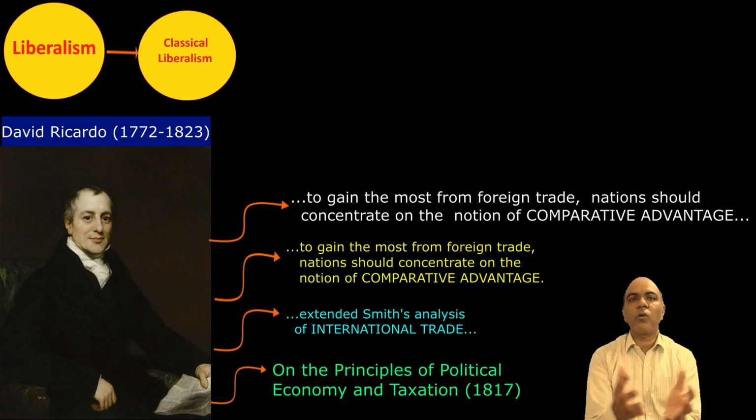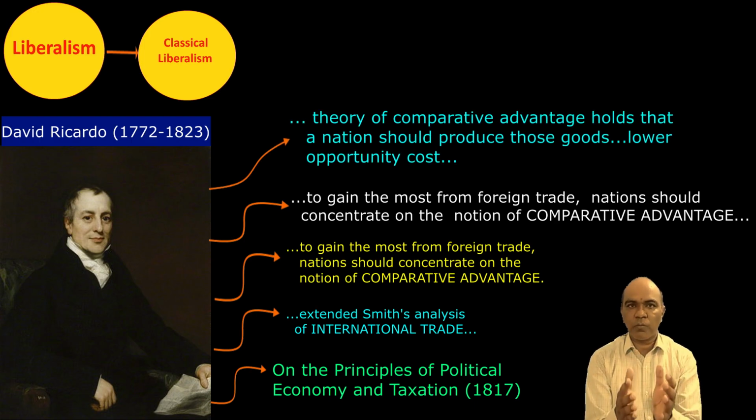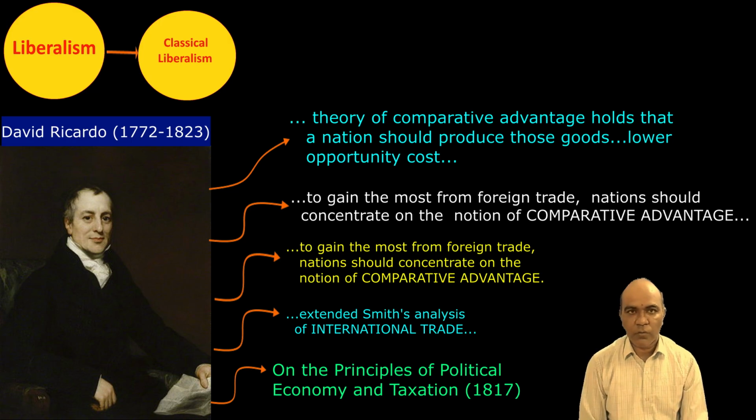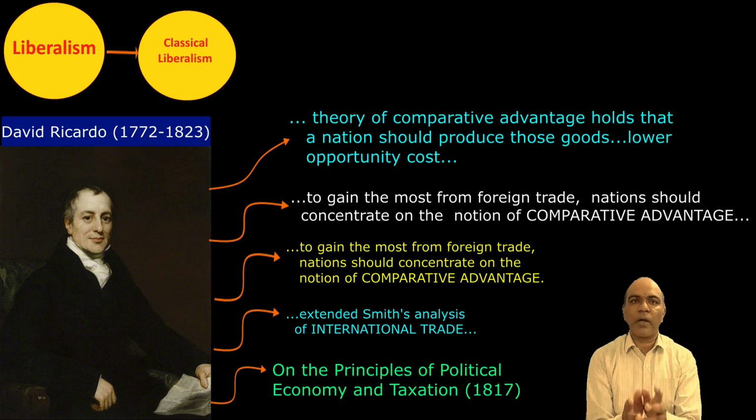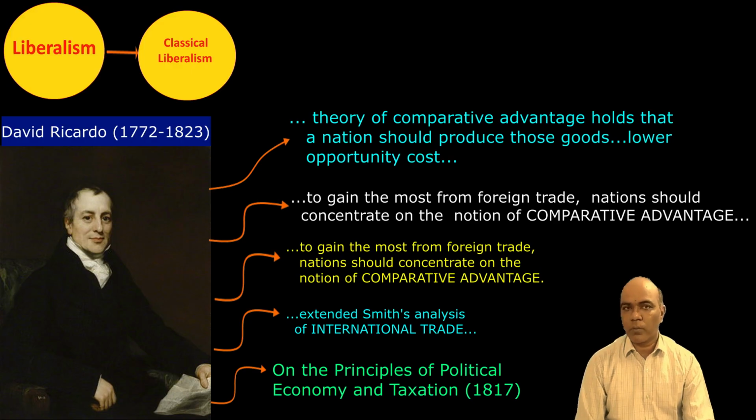So, the theory of comparative advantage holds that a nation should produce those goods that have a lower opportunity cost than the same goods produced in other countries. A nation should then import goods if the price of the import is less than the opportunity cost of home production, that is domestic production.